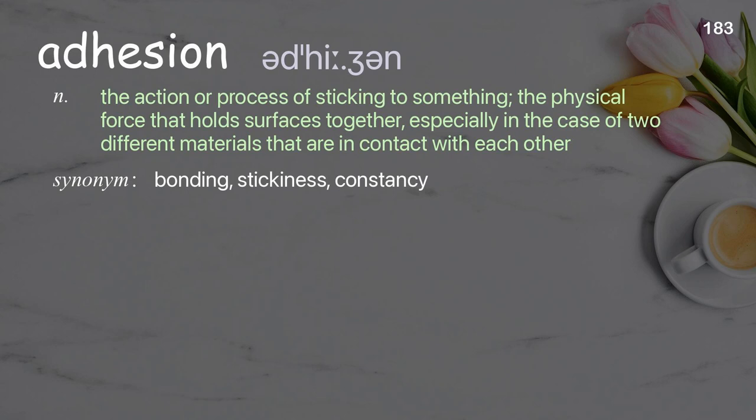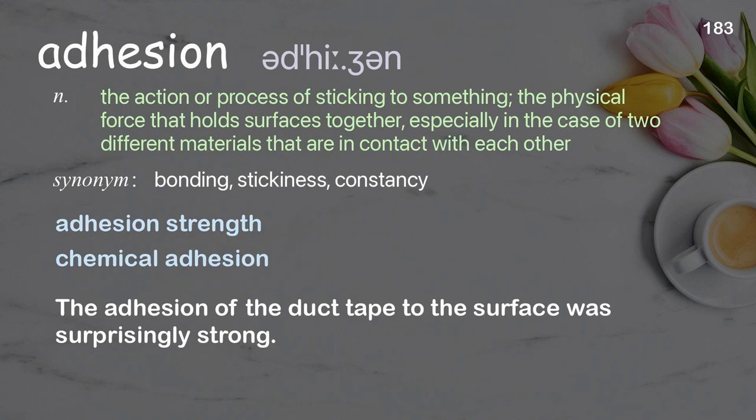Adhesion. The action or process of sticking to something, the physical force that holds surfaces together, especially in the case of two different materials that are in contact with each other. Examples: Adhesion strength. Chemical adhesion. The adhesion of the duct tape to the surface was surprisingly strong.